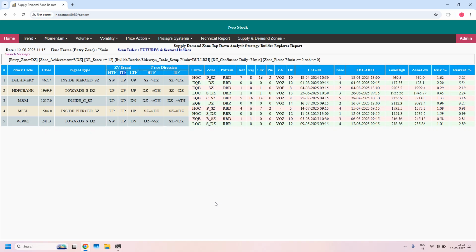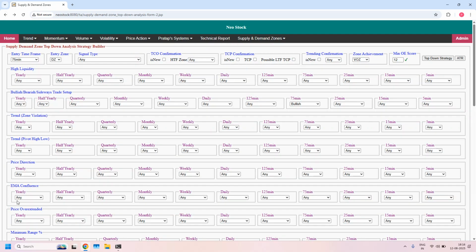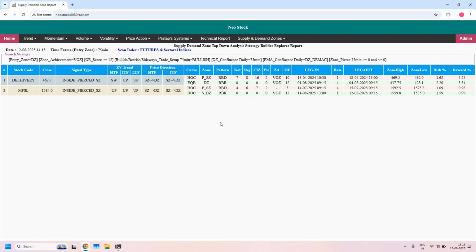Let us further filter if any daily demand zones are having daily EMA confluence. So I am going back, applying EMA filter at daily time frame because 75 minutes demand zone overlapped with daily demand zone. So we are checking daily demand zone having daily EMA or not because daily trend is uptrend. So we got 2 stocks. That way these 2 daily demand zones might be having more high probability to get success, provided lesson 20 checklist items are satisfied. Otherwise zones might be violated.